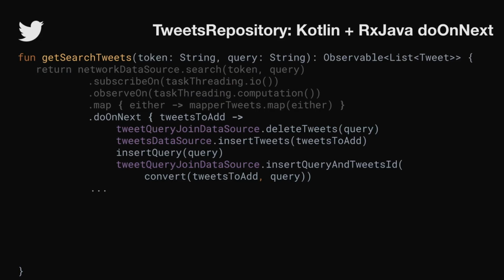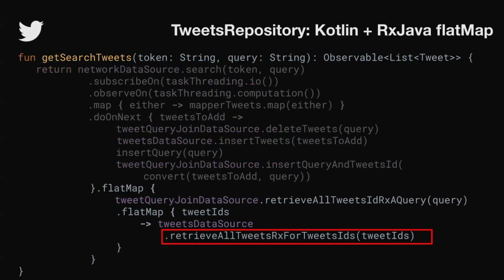So I will delete the previous tweets and I will insert the new tweets. I'll insert the query and I insert the different tweet IDs in my table that is referencing both the query with the IDs. This is a way to do an update in the database, but you could use update, but that's the way I did that. So I use, as you can see here, do on next, which is basically an observable. And then I'll do flat map of that operation, retrieving those different things from the query, and then flat mapping again for getting those tweet IDs and then getting those results from the database. And then I will return this back with an observable.